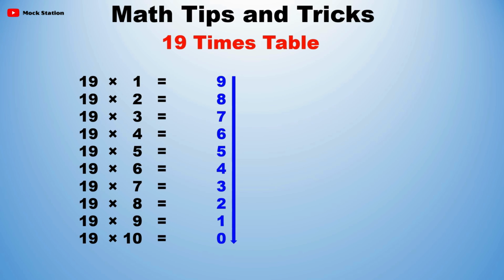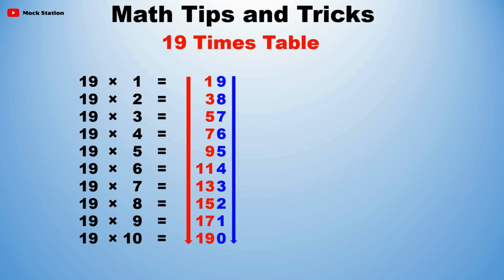Then, for the tens digit, write down all the odd numbers from 1 to 19 in ascending order. So, we get 1, 3, 5, 7, 9, 11, 13, 15, 17 and 19.